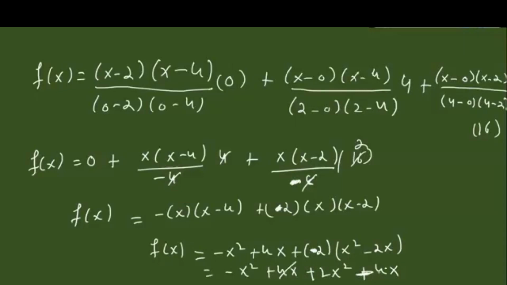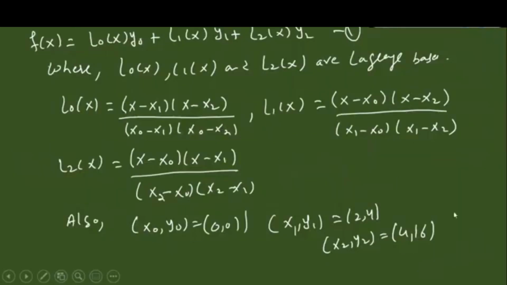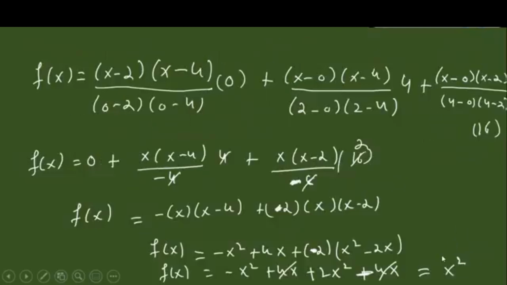So this minus 4x will cancel out with this, and this 2x square and minus x square. Final answer would be x square. So the Lagrange function in this case is x square, which is correct because this data is following the x square function. I already wrote it down somewhere there. So you can check it. If you put x, you will get 0. If you put 2, 2 square is 4 and 4 square is 16. So data can be represented by this interpolating formula, which is correct.